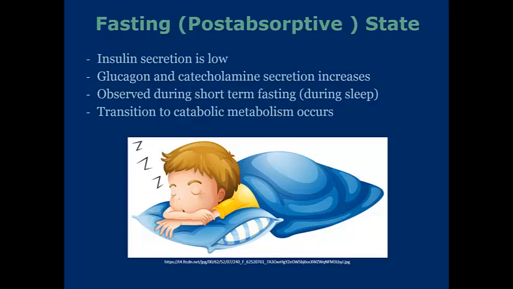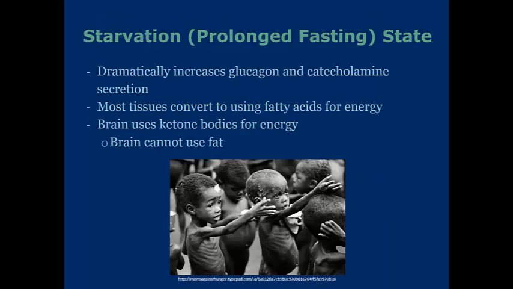The fasting state, or the post-absorptive state, is shortly following the fed state. Insulin secretion decreases, and glucagon and catecholamine secretion will increase as the excess glucose is going to want to be stored away. This is observed during some short-term fasting, most commonly during sleep, and there's a transition to catabolic metabolism that occurs, meaning that instead of breaking down nutrients, we're breaking down the stuff within our body, for example, glycogen, as an energy source.